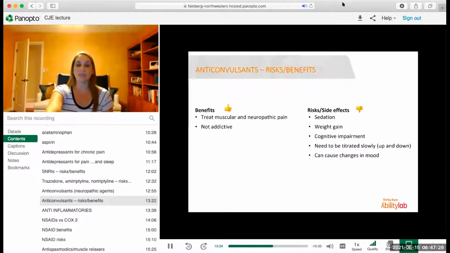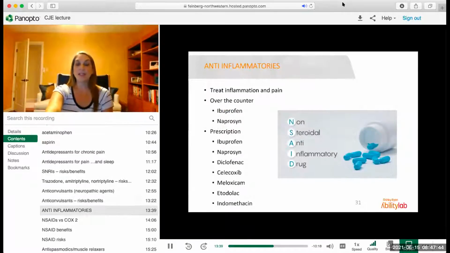Benefits of these: they can treat both muscular and neuropathic pain, and they're not addictive. Risks and side effects: they can cause sedation, weight gain, and some cognitive impairment. Again, you have to go up slowly and down slowly, and they can cause mood changes, so you do want to keep an eye on that.